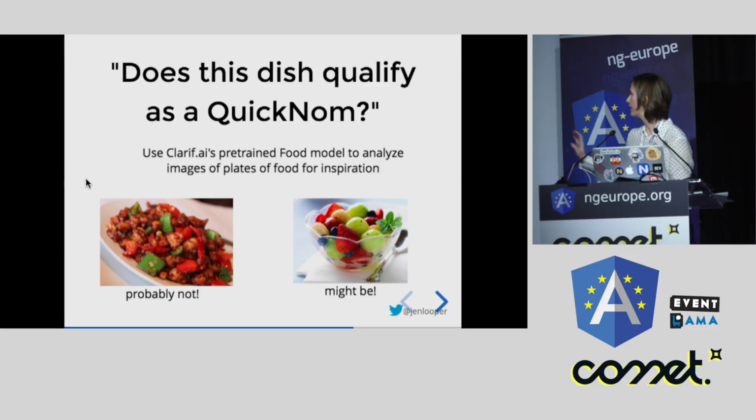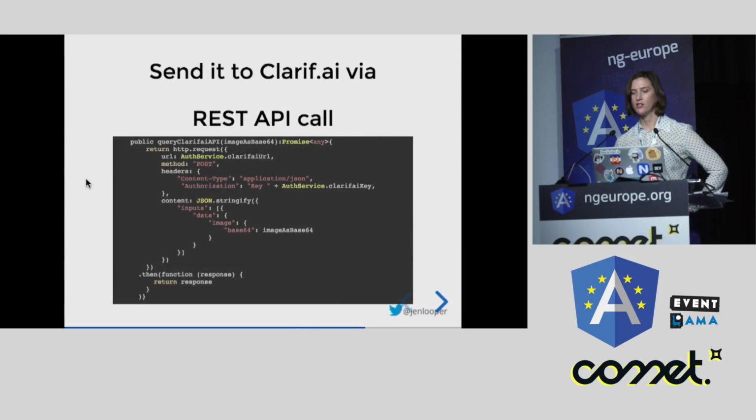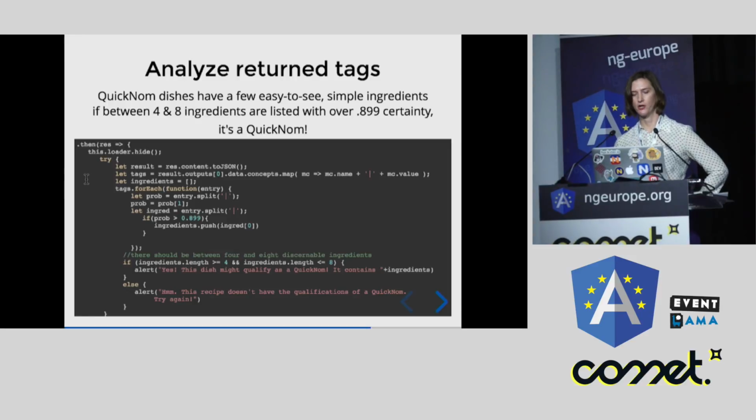This mapo tofu over here was probably not a QuickNom. There's a lot of processing going on in there, but a fruit salad might be, right? So I went ahead and started leveraging the Clarifai API. So just taking a picture, saving it at 300 by 300 aspect ratio, and then using a REST API call, easy as pie, just send it over to the Clarifai service, and then they're going to give me their analysis of this. So what they do is they return a bunch of tags with a certain level of certainty, and I created a little mini algorithm, saying, okay, if there are between 4 and 8 discernible ingredients in this dish, then that probably qualifies as a QuickNom.